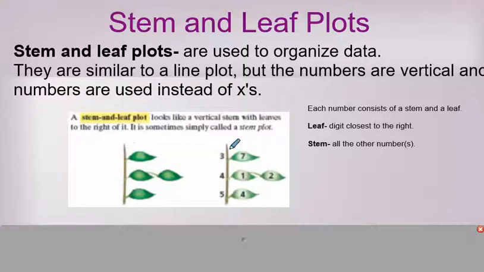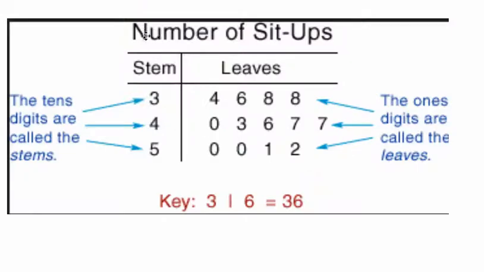So we have the stem here and the leaves over here. You may or may not have seen them before. If you look at this, here's my data, the number of sit-ups. My stems are the numbers in my data set that are in the tens place, and the leaves are the numbers that represent the ones place. So this is kind of what it means.